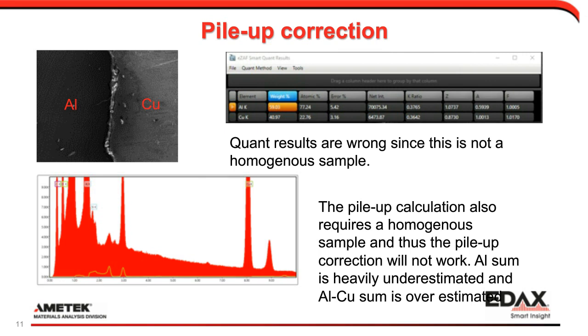So just like the quant routine, pileup calculations will not work for inhomogeneous samples. In general, we can do very nice pileup correction, but it does need to be a homogeneous sample. And with that, you can do very high count rates and compensate for this without much of an issue.